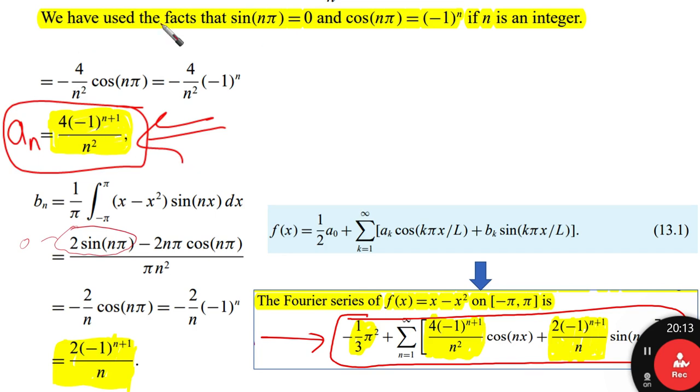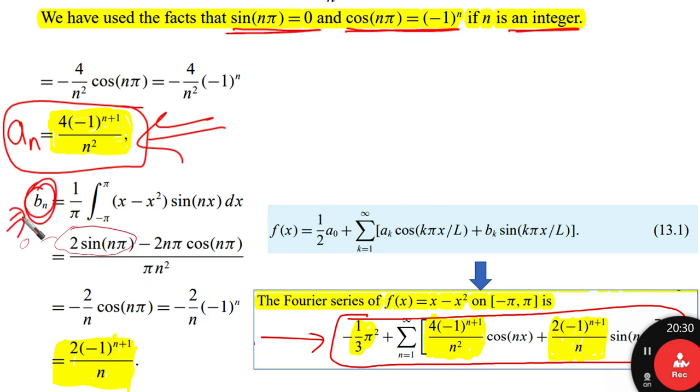Okay, so now remember that for these abbreviations we have used the facts that sine n pi equals 0, of course you understand this, and cosine n pi equals minus 1 raised to the power n if n is an integer. Okay, now let's go to the bn.